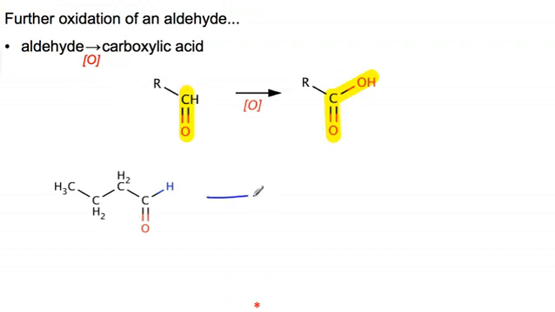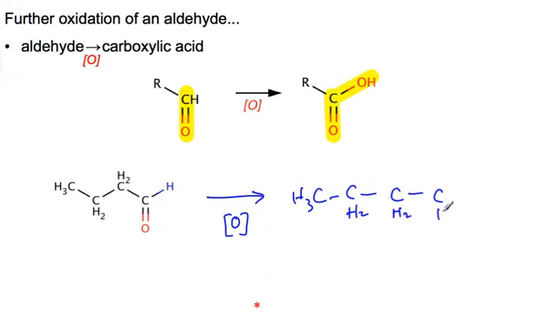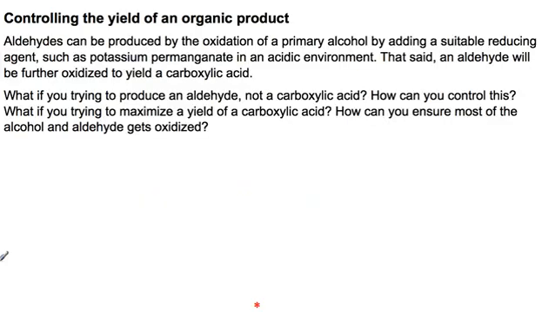So in my example here, again, presence of an oxidizing agent, I take this is butanal. So I'm going to add... there's my carbonyl group of butanal, and now I add the hydroxyl group OH, and so I produce butanoic acid. So aldehyde gets oxidized to a carboxylic acid.